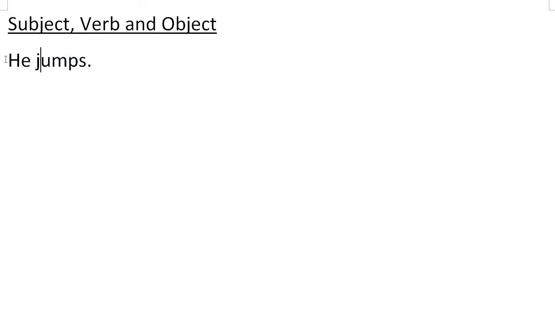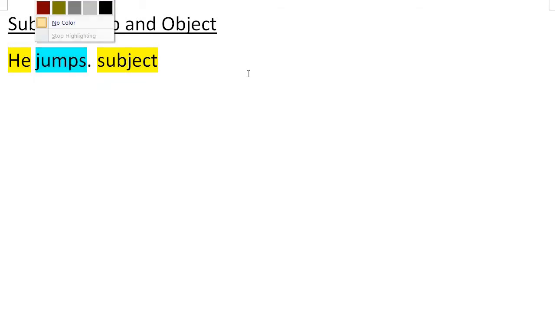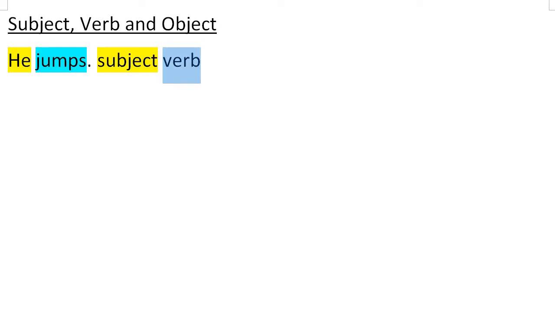He jumps. And what I have here is a subject and I also have a verb. And those are two things that every sentence needs. If it doesn't have a verb and it doesn't have a subject, then it doesn't function as a sentence.